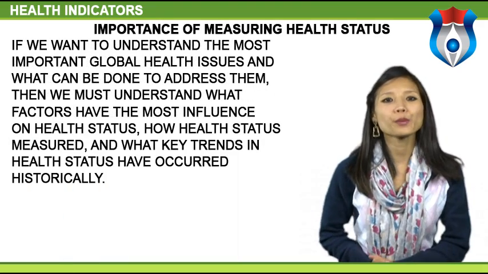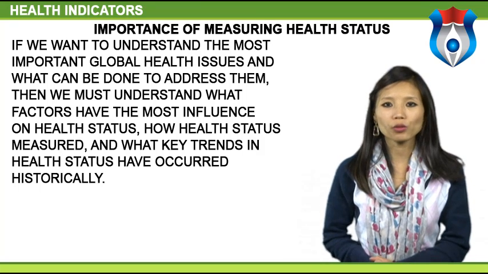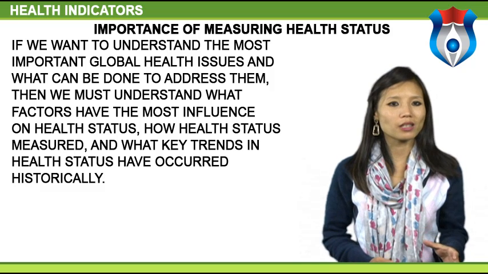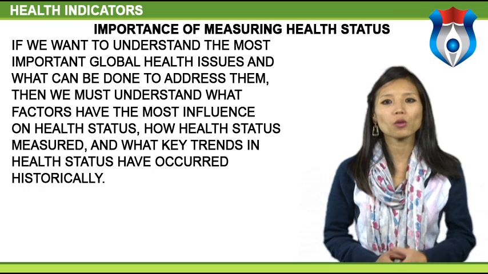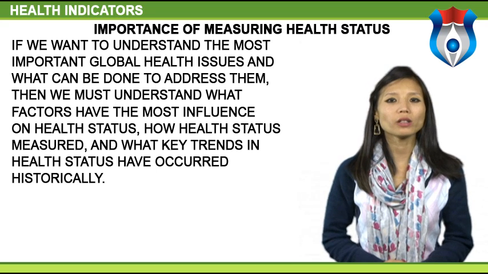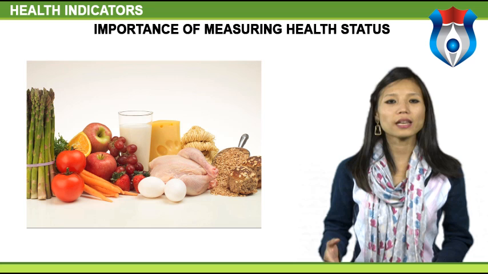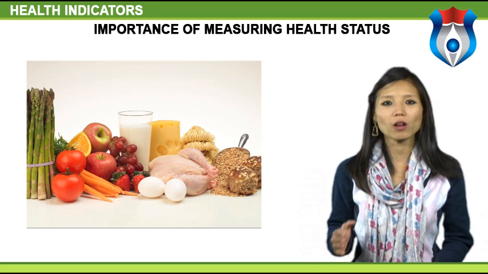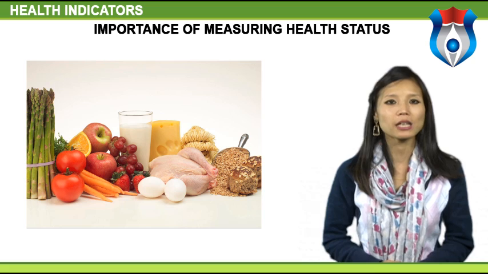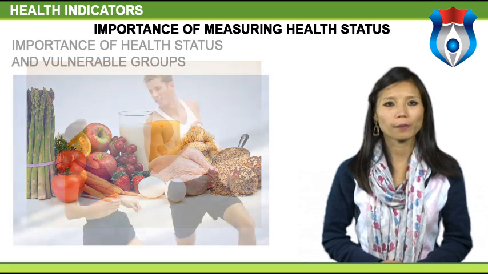Let us now discuss the importance of measuring health status. If we want to understand the most important global health issues and what can be done to address them, then we must understand what factors have the most influence on health status, how health status is measured, and what key trends in health status have occurred historically. Health status indicators measure different aspects of the health of a population. Examples include life expectancy, infant mortality, disability or chronic disease rates.